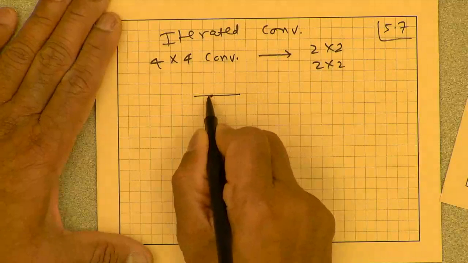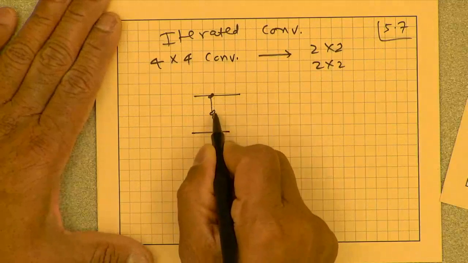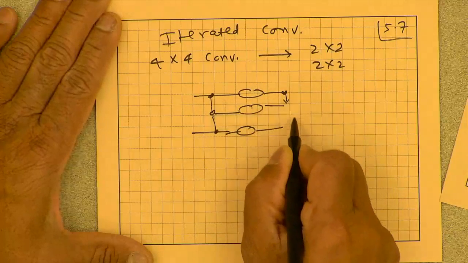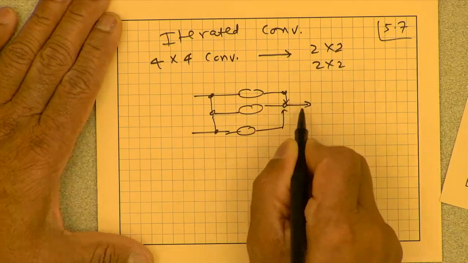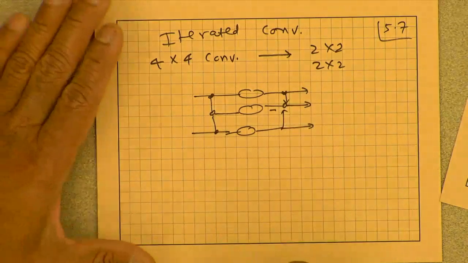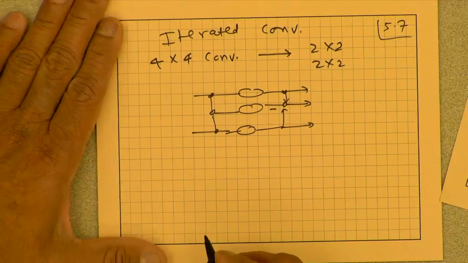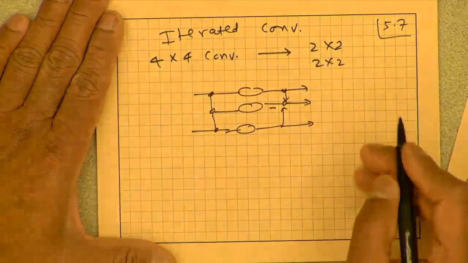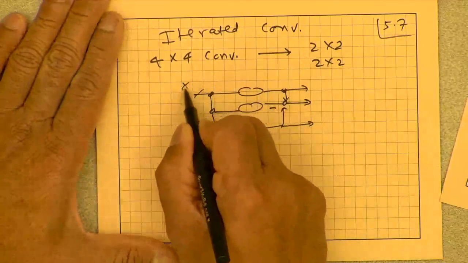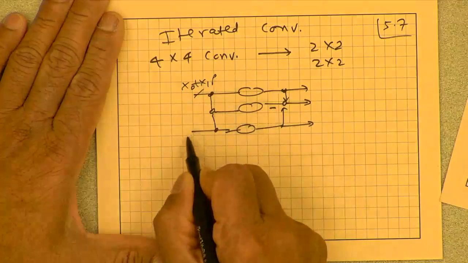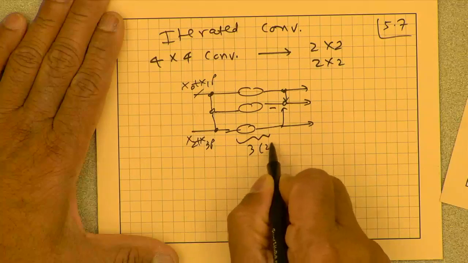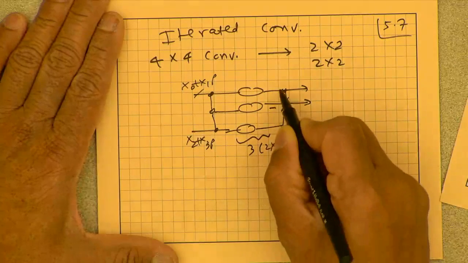So at the outer level, you can think about this as the 2 by 2. At the inner level each is also 2 by 2. So if you think about this as x0 plus x1p, this is x2 plus x3p, and these are 3 2 by 2 convolutions. How many points here?